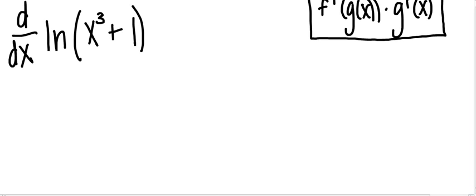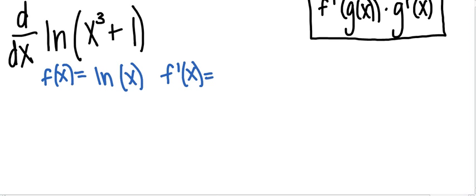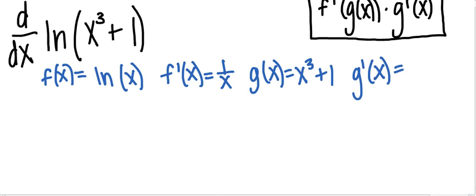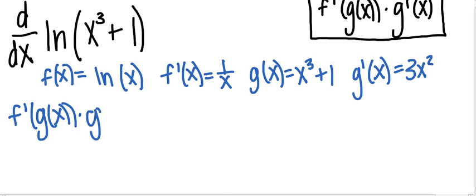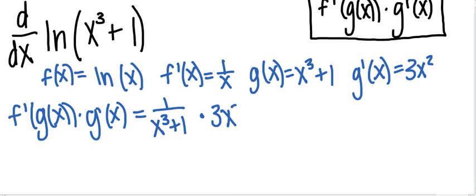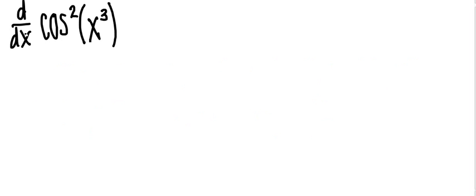F of x equals the natural log of x. F prime of x equals 1 over x. G of x equals x cubed plus 1. G prime of x equals 3x squared. F prime of g of x times g prime of x equals 1 over x cubed plus 1 times 3x squared, which equals 3x squared over x cubed plus 1. Our next example will be an example of a double chain rule. We'll take the derivative of cosine squared of x cubed.